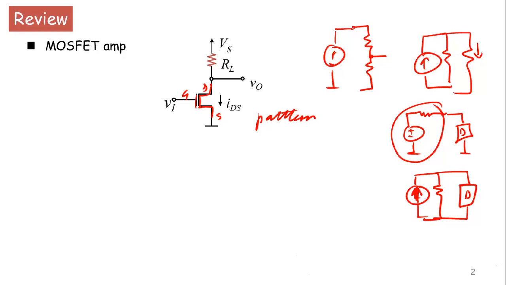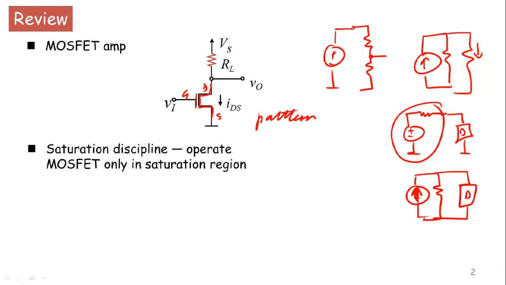Okay, with that quick tour of patterns, let's get back to our MOSFET amplifier. We said that to make it work reasonably well with some amplification, we are going to follow the saturation discipline. Now, there's really no reason for us to do this. We could have picked any other way of using the amplifier, but we said if we operate the amplifier in the saturation region, I'm going to get good amplification. And so we said, let's just stick to this region for the MOSFET operation.